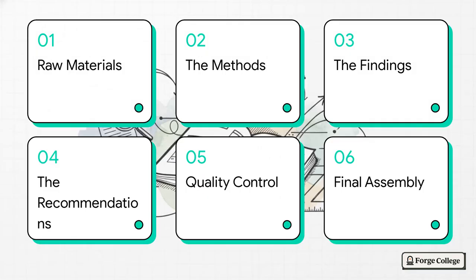So, here is our assembly line for today. First, we're moving from raw materials to blueprints. Then, we'll build our three core components: the methods, the findings, and the recommendations. After that, we hit the quality control checkpoint, and finally, we'll be ready for final assembly.